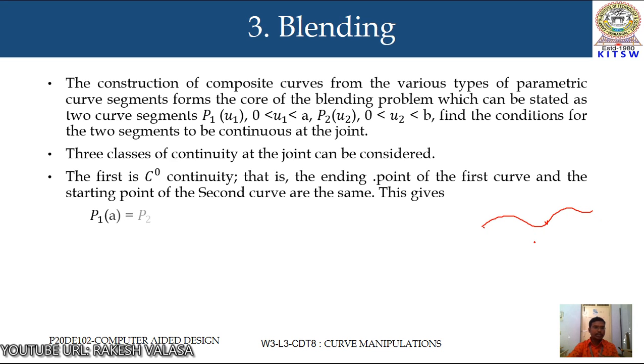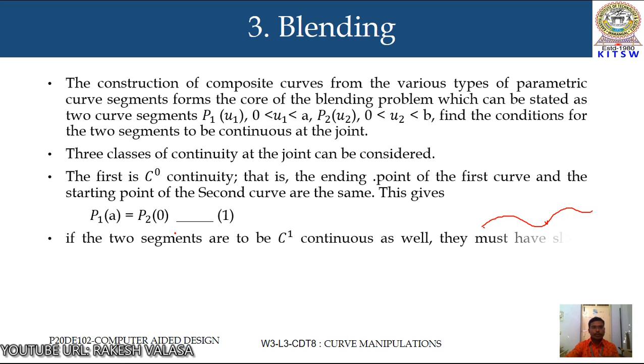This gives P1 of A equal to P2 of 0. That means the first curve upper limit is A and the second curve lower limit is 0. So P1 of A equals P2 of 0. Thus, if the two segments are to be C1 continuous as well, they must have slope continuity. The second one is it must have slope continuity. That means differentiate the first equation.